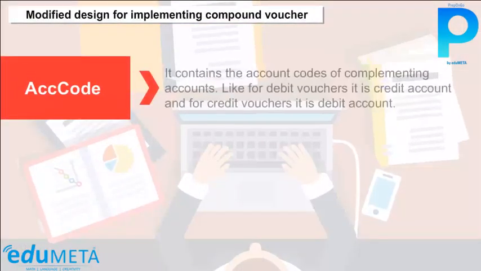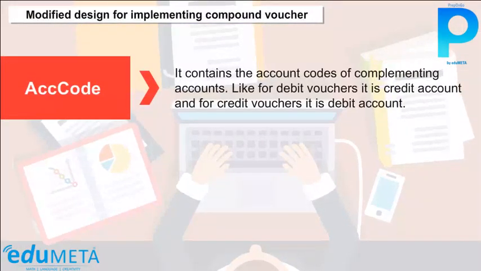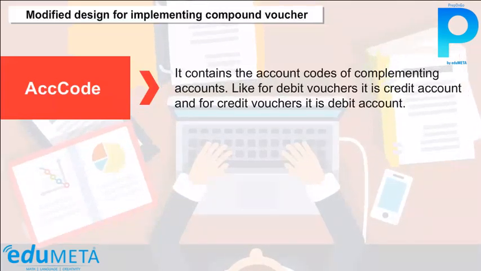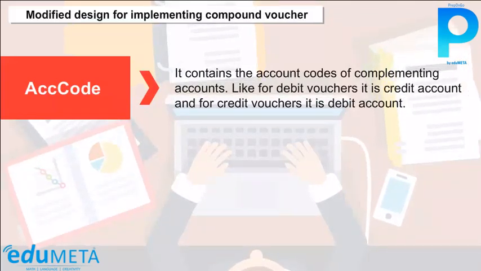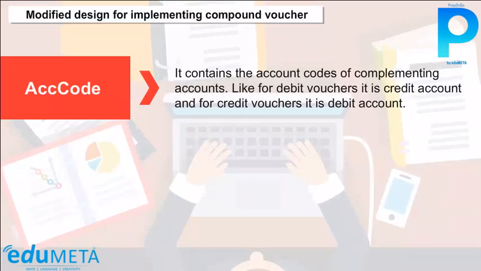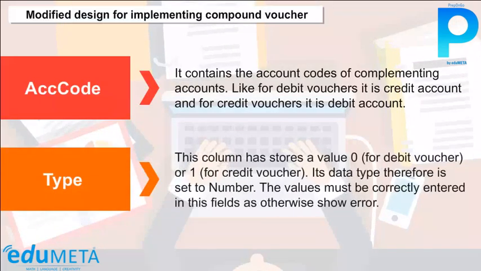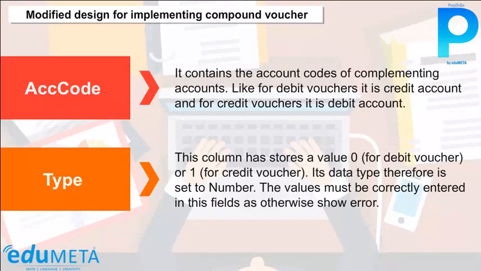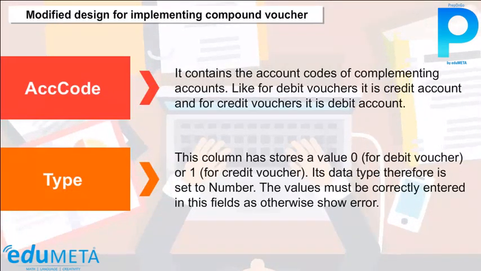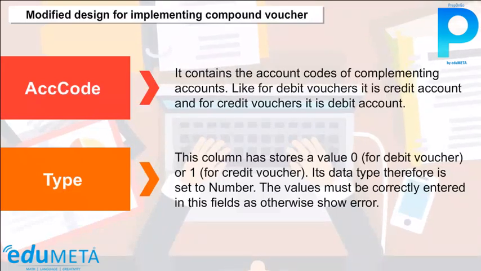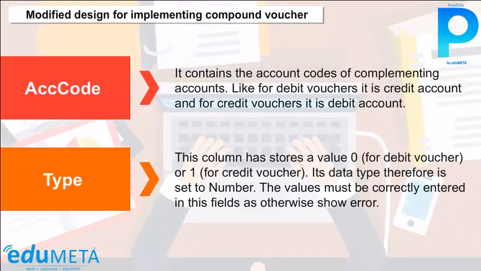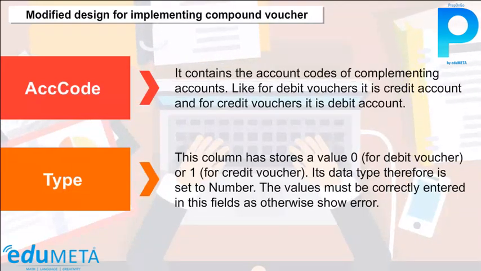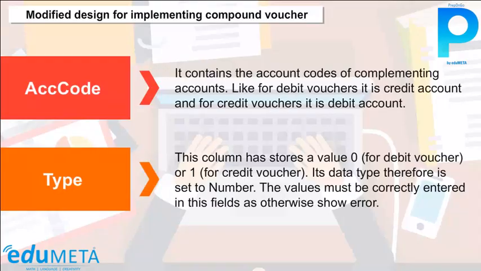ACC code. It contains the account codes for complementing accounts. Like for debit vouchers, it is credit account, and for credit vouchers, it is debit account. Type. This column stores a value 0 for debit vouchers or 1 for credit vouchers. Its data type therefore is set to number. The values must be correctly entered in these fields as otherwise it will show an error.